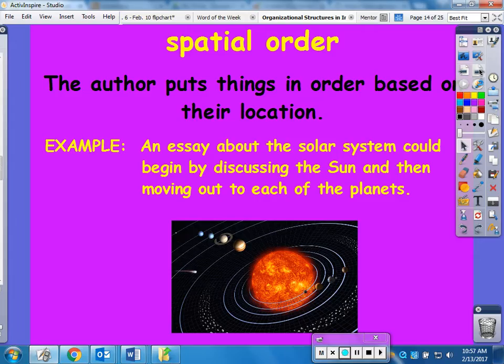Next we have spatial order. And spatial order sounds just like space, meaning the author puts things in order based on their location in a specific place. A good example is an essay about the solar system, and it discusses the sun and moving out to each of the planets. Another good example of spatial order organization is when you are describing the setup of your room. If you're describing things based on their location, that is spatial order.